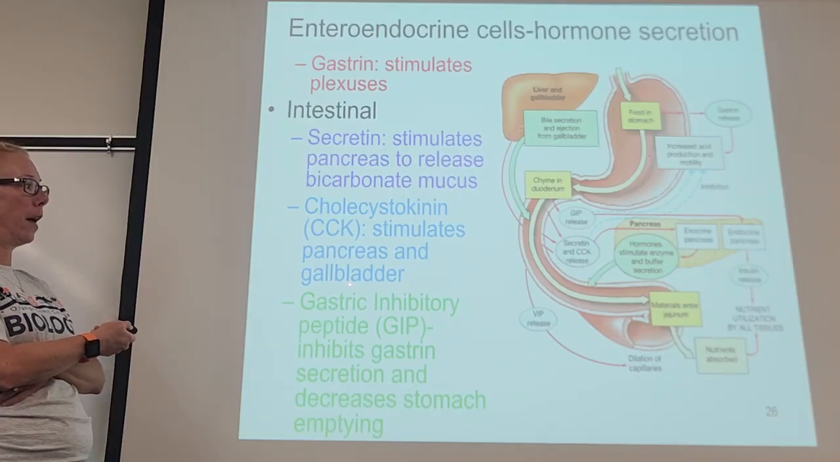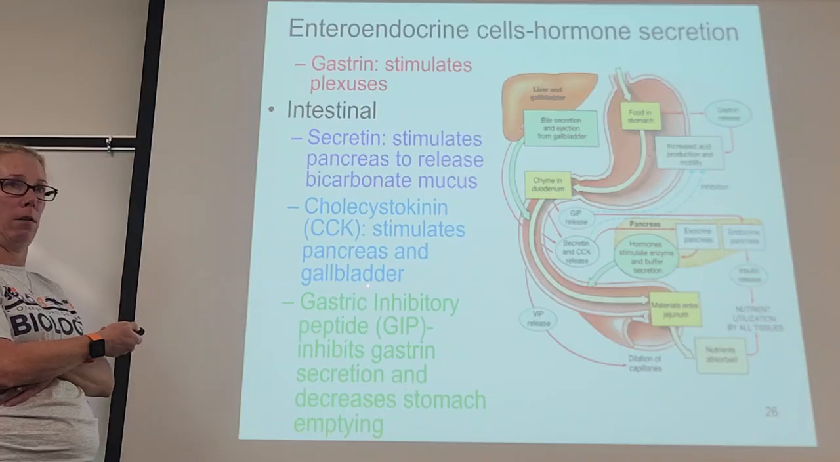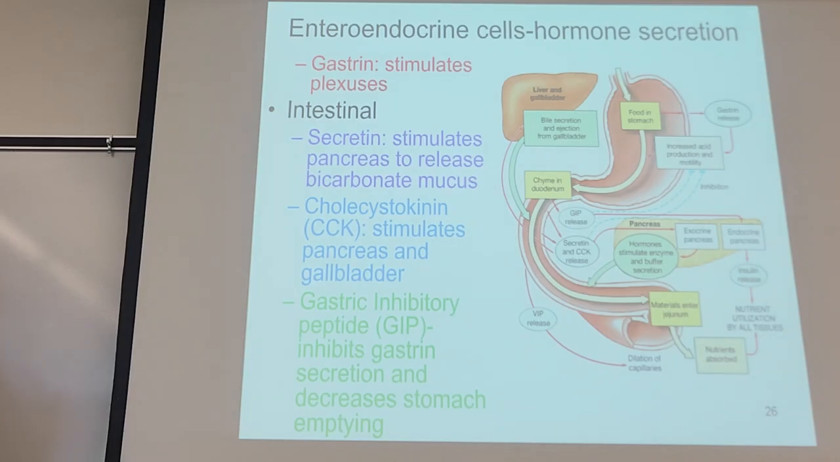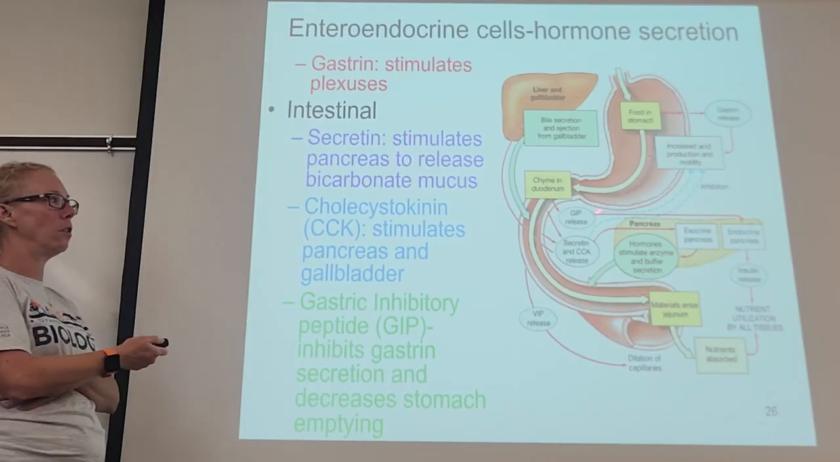It stimulates the pancreas, and it also stimulates the gallbladder. It's going to tell the gallbladder to secrete bile, because the gallbladder is a bile storage area. We're starting to digest and absorb, so we need some help. So bile comes in. And then for the pancreas, what is it going to secrete? Digestive enzymes.